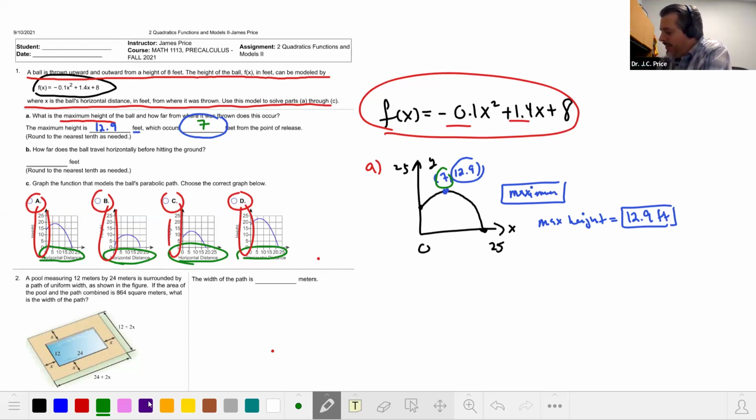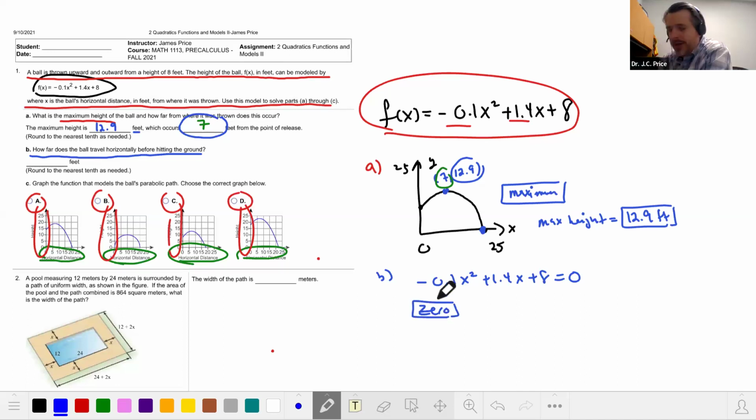And then for part B, what do they want? It says, how far does the ball travel horizontally before hitting the ground? And so there it is where it hits the ground, and that's when it has height 0. So now we're basically going to take this quadratic function and set it equal to 0. And we can use our calculator to do that. We'll just use the 0 button on the calculator.